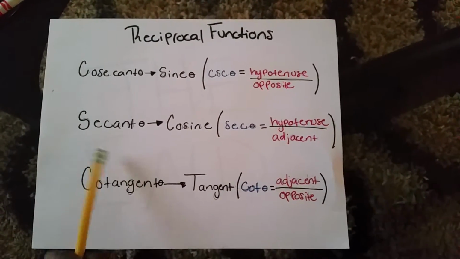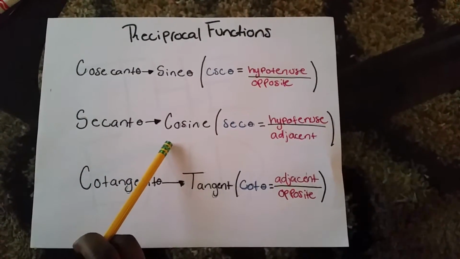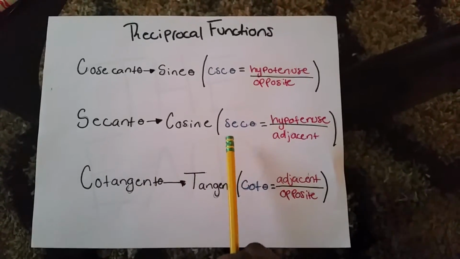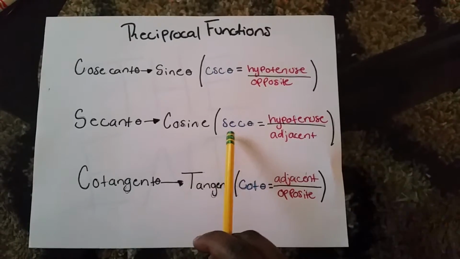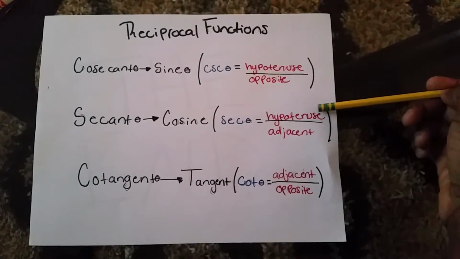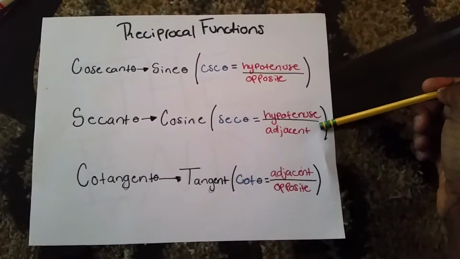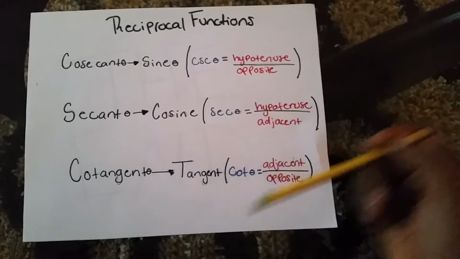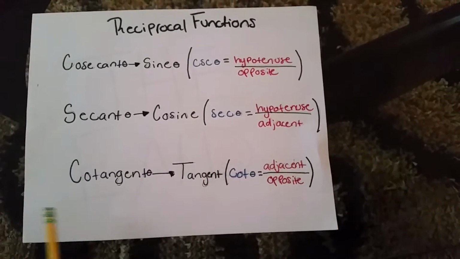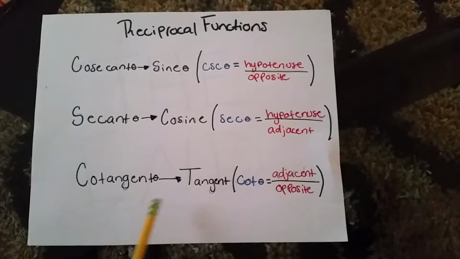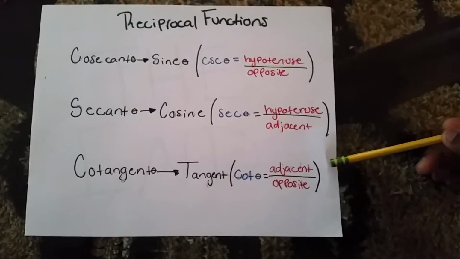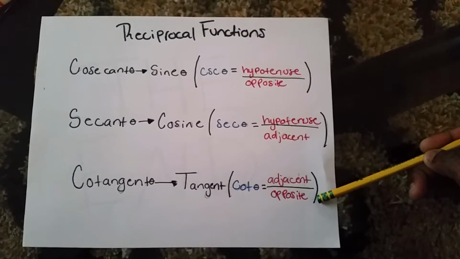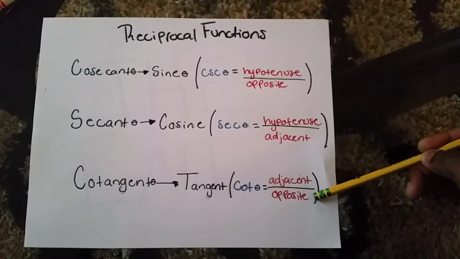So secant is the reciprocal function of cosine, and it's abbreviated as SEC, which is hypotenuse over adjacent instead of adjacent over hypotenuse. And then cotangent is the reciprocal function of tangent, which is abbreviated as COT, and is adjacent over opposite instead of opposite over adjacent.